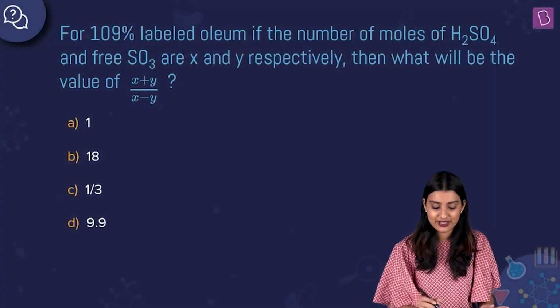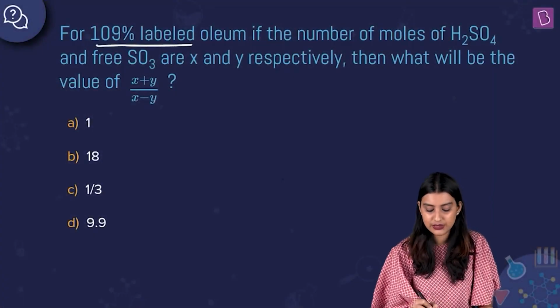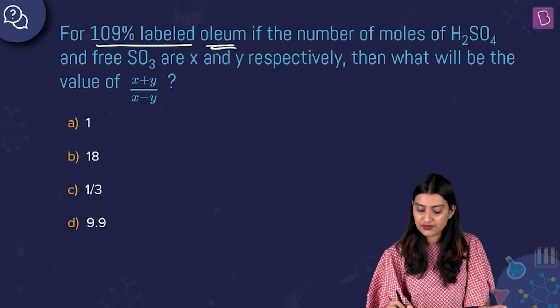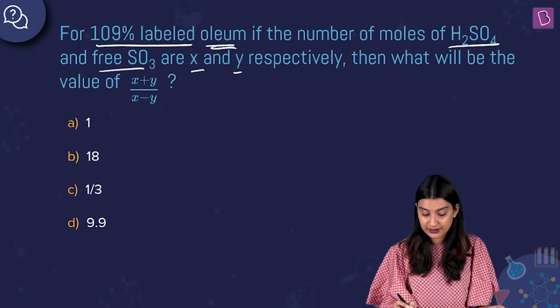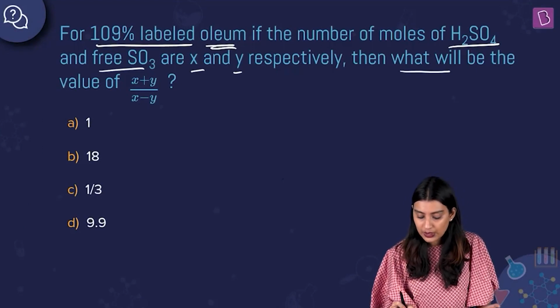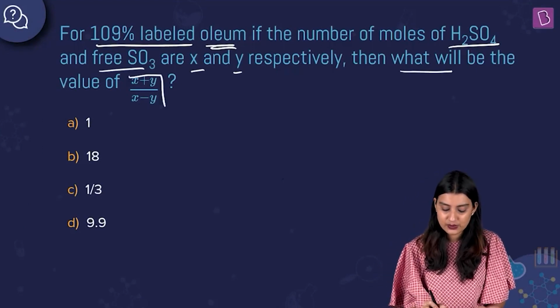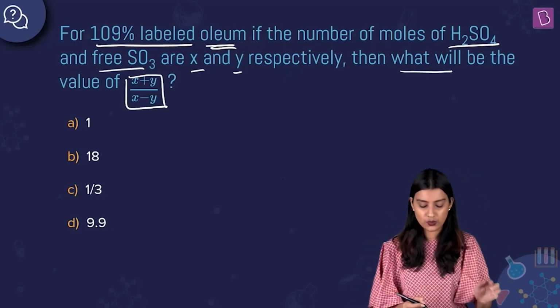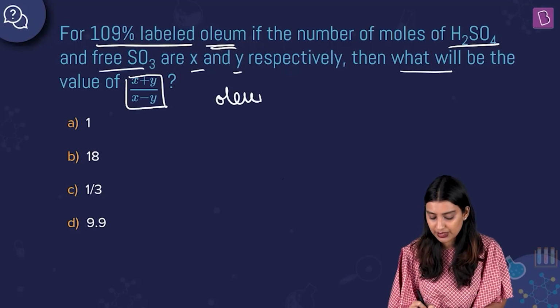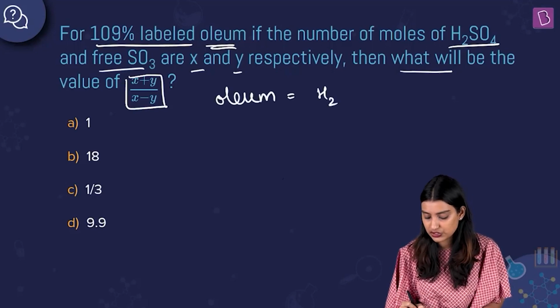Okay, so here they're saying for 109% labeled oleum, if the number of moles of H2SO4 and free SO3 are X and Y respectively, then what will be the value of (X plus Y) divided by (X minus Y)? Okay, so first of all, what is oleum? Oleum is a fuming mixture of concentrated H2SO4 plus free SO3, right?